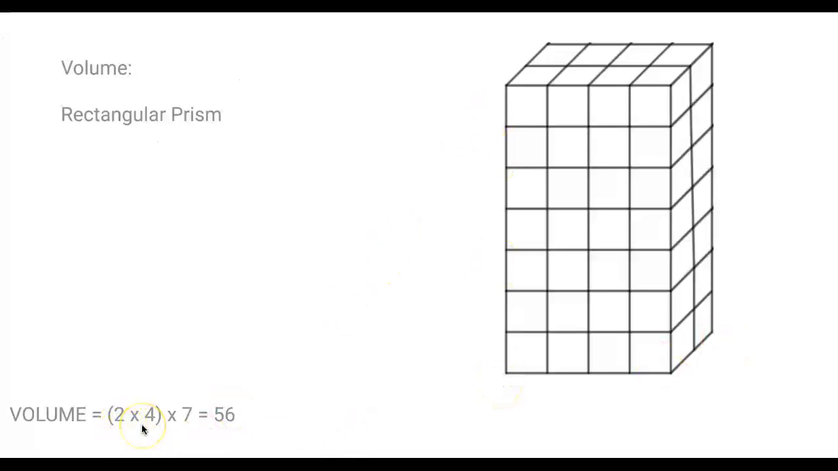When we multiply 2 and 4, we get 8. And when we multiply 8 by 7, we have a product of 56. And that tells us that the volume of this rectangular prism is 56.